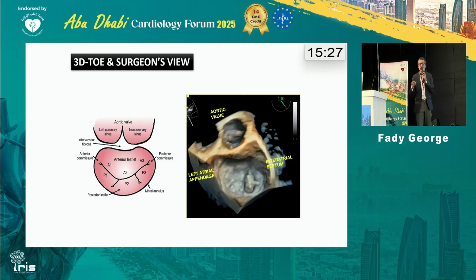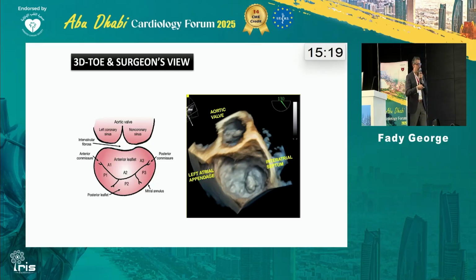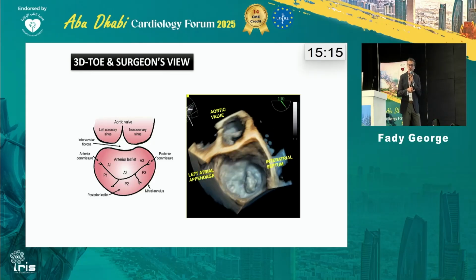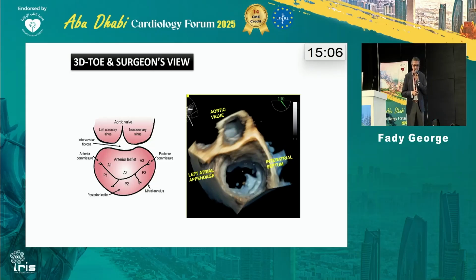So I don't think it's a good idea to wait till the end and then go back through the videos once again. So if you have any comment on the pathology here, you can go ahead. If you want to guess also, it's okay. Yes, Dr. Walid? It looks like a P2 prolapse with ruptured chordae in the P2.